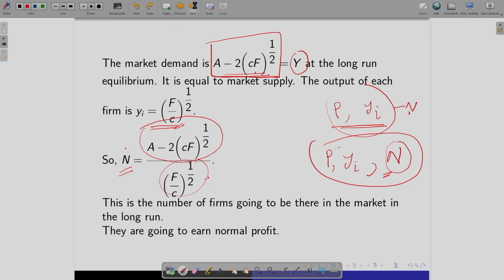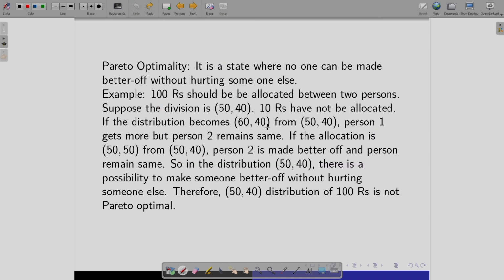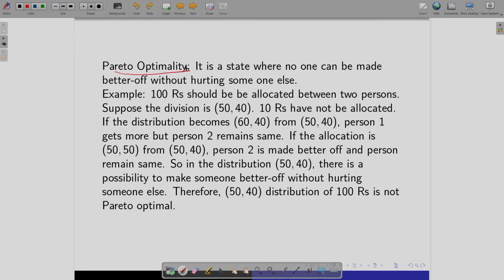Okay. Next, we define a few concepts, and then we show a very important result, that a perfectly competitive outcome is always Pareto optimal and also social welfare maximizing. Okay. How do we show this? So, first let us define what is Pareto optimality. Pareto optimality is a state where we cannot make anyone better off without hurting someone else.